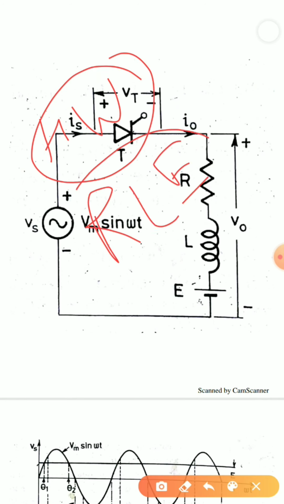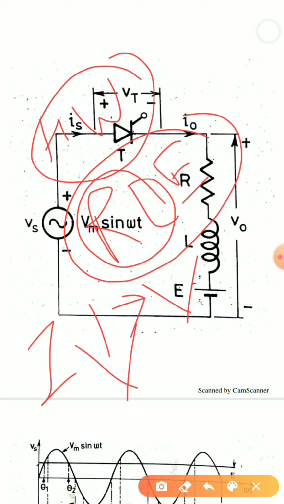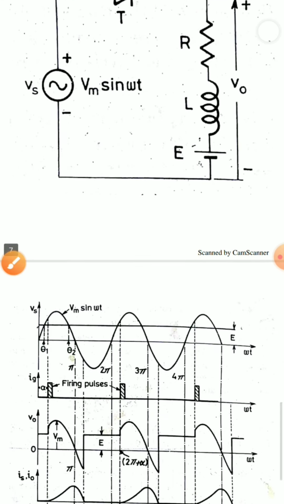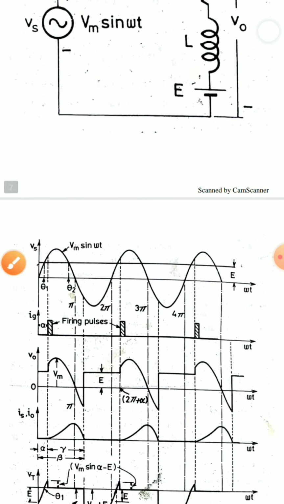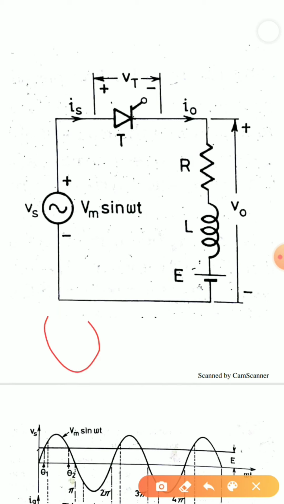As I am having RL, my current will lag my voltage by somewhere between 0 degree to 90 degree. Then I also have an E. We can clearly see that E is connected in the opposite direction to the current that will flow. One thing we have to take care of is that I have to find out one angle, theta1.